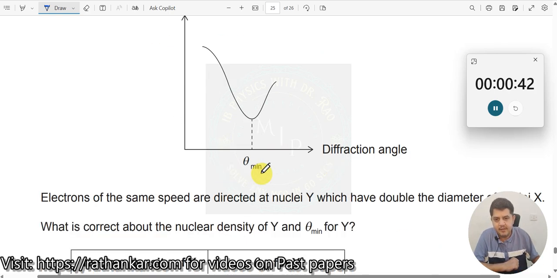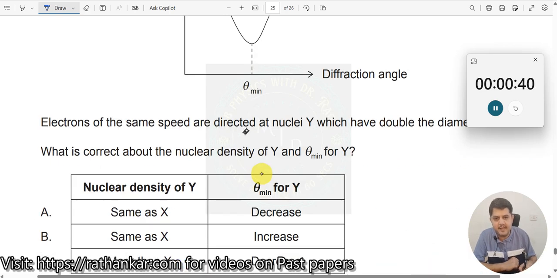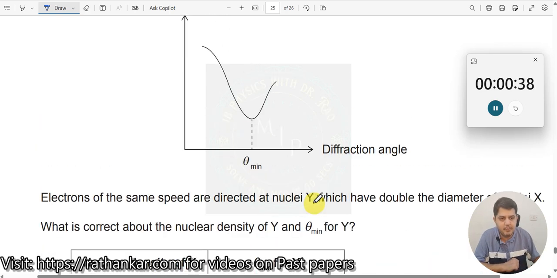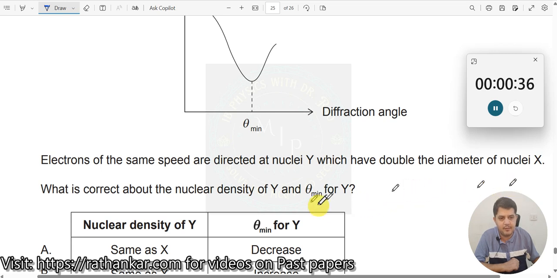Now, electrons of the same speed are directed at nuclei Y. So you are going to have one more nucleus which has double the diameter of nuclei X. What is correct about the nuclear density?